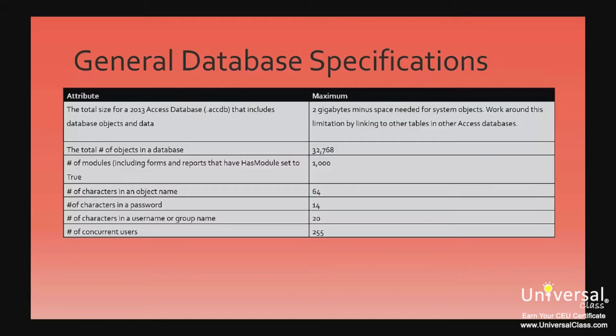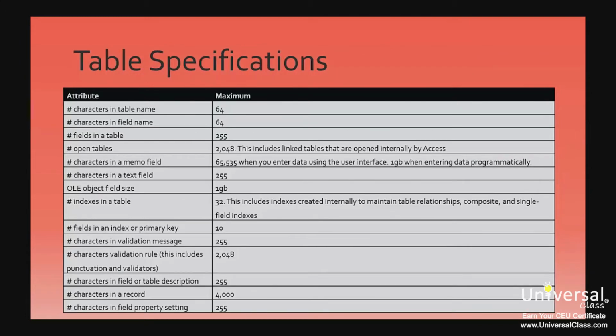This table shows some general database specifications, such as the total size for an Access database, number of objects, number of modules, characters in a name, characters in a password, username or group name, and the number of concurrent users. This table shows some table specifications, so restrictions that apply to your tables when you create them, such as lengths of fields and table names.